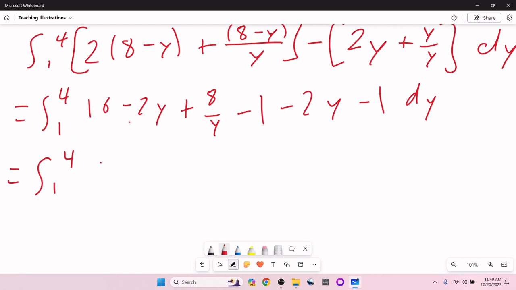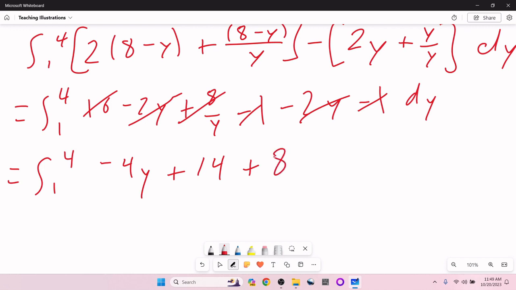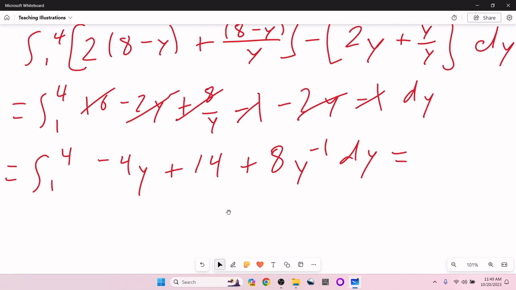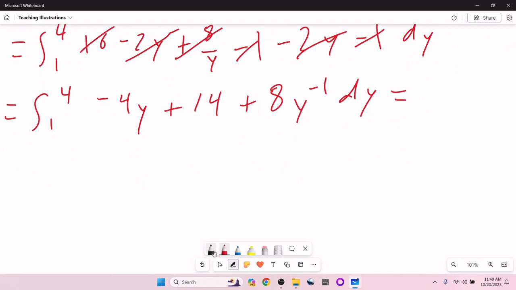Let's do the y's first. Negative 2y, negative 2y, so that's negative 4y. Then 16 minus 1 minus 1, so that's plus 14 plus 8y to the minus 1. So I have these in descending order. First power, 0 power, negative 1 power. And then this one's actually not too bad, so I'll go ahead and finish it off.